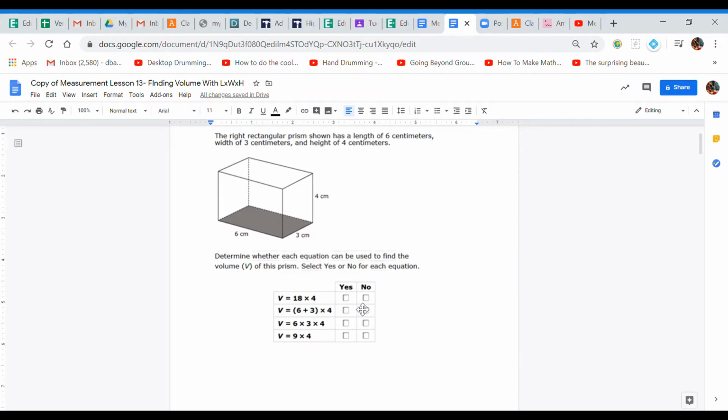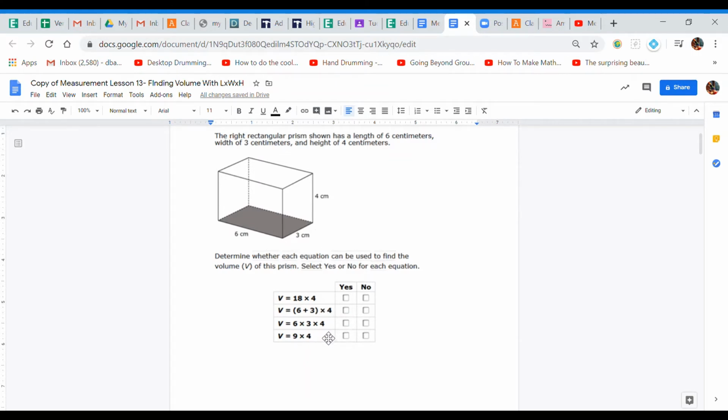Our second one, V equals 6 plus 3 times 4. Again, knowing what we know about base times height, we can't add 6 plus 3. That's not going to give us any kind of area or anything related to what we need. So that's not going to work. We need the area of the base. We find area by doing length times width. So it's not going to work.